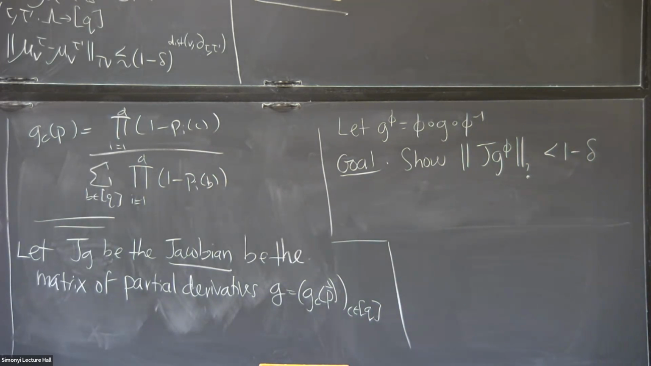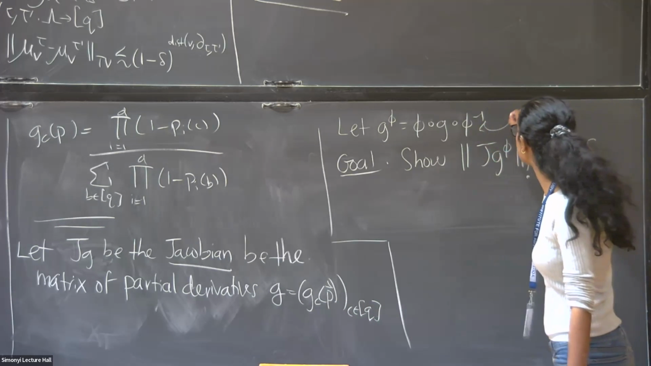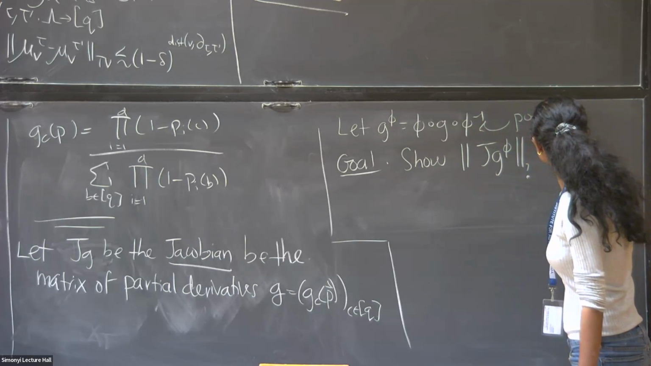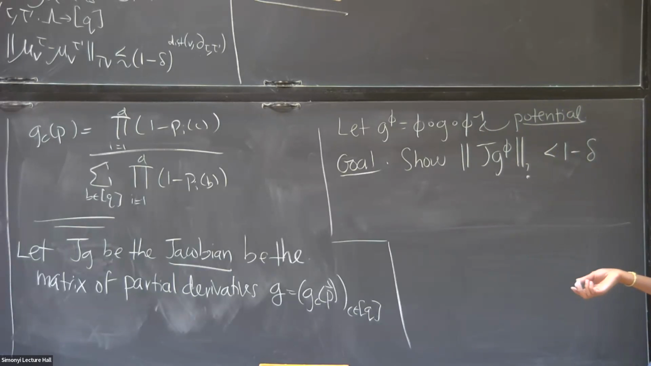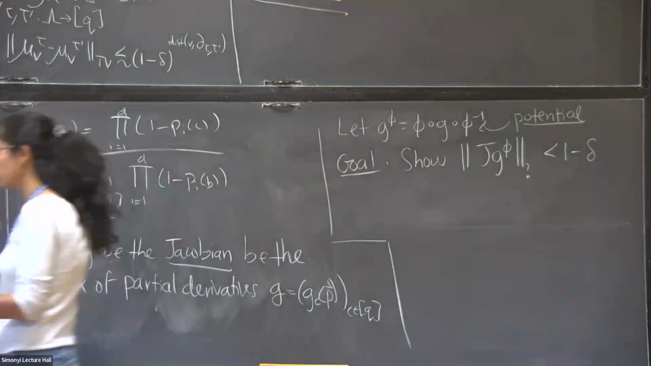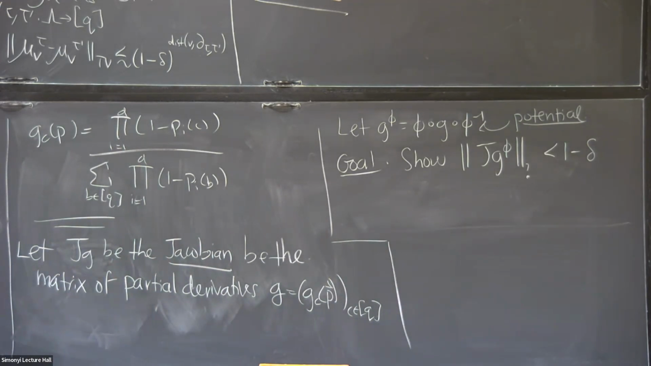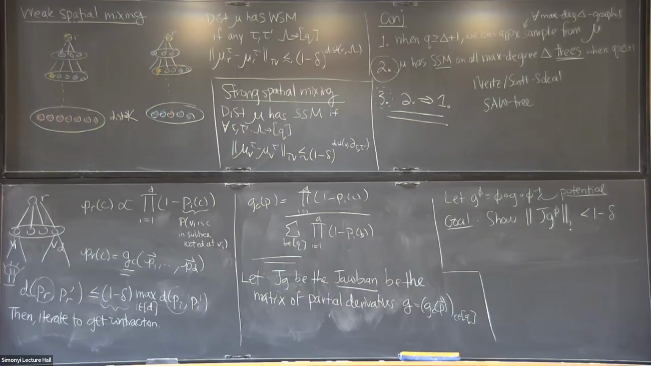This is our goal. Let me tell you first, this function phi is called a potential. The potential that we use is not of our creation, but a potential that was first used by Liu and Yin to study deterministic counting of proper Q colorings on bounded degree graphs.